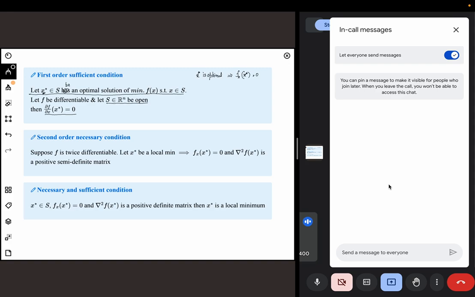That's where the Hessian comes into the picture. So this is your Hessian, let's say H of x star. If H of x star is a positive semi-definite matrix, then you can call that particular x star a local minima. Right?